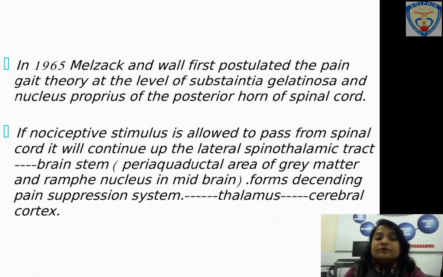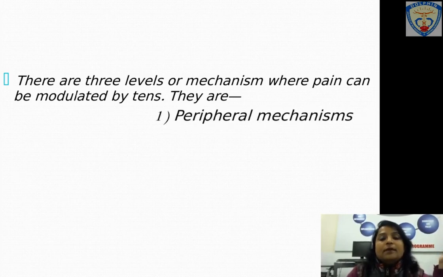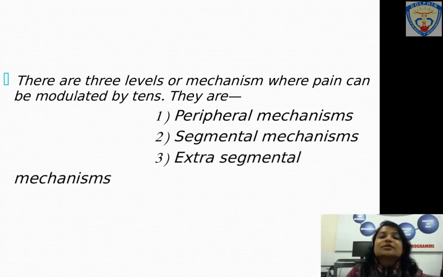If the nociceptive stimulus or the painful stimulus is allowed to pass from the spinal cord, it will continue up to the lateral spinothalamic tract, brainstem, which forms the descending pain suppression system, thalamus, and cerebral cortex. So when we talk about the pain gate theory, we can understand it at 3 levels, meaning we can control pain at 3 levels. According to that, the pain gate theory has been classified under 3 mechanisms: the peripheral mechanism, the segmental mechanism, and the extra-segmental mechanism.